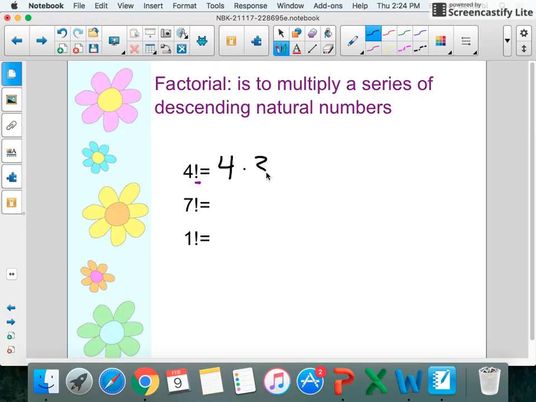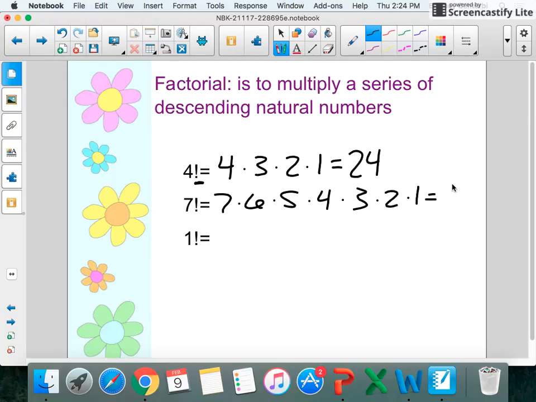You descend the numbers from whatever factorial it says. The factorial symbol is the exclamation point. So 4 factorial is 4 times 3 times 2 times 1, which gives you 24. And 7 factorial would look like 7 times 6 times 5 times 4 times 3 times 2 times 1, and that gives you 5,040. Now you have to stop at 1 because if you go to 0, then 0 times anything would just give you 0. So the factorial is from the number all the way down until 1, and you multiply. 1 has nothing past 1, so it's just 1.